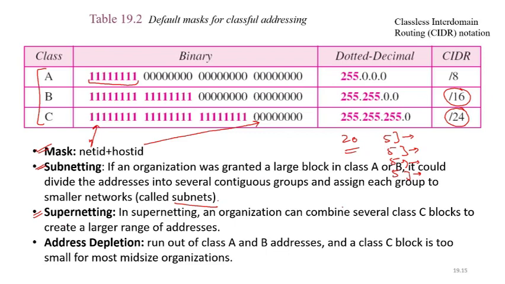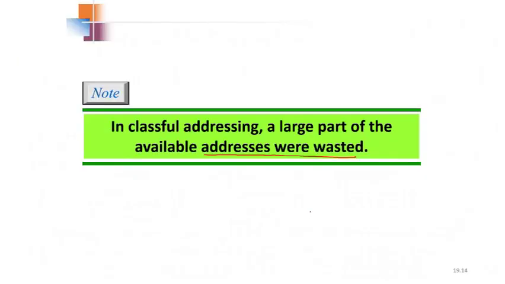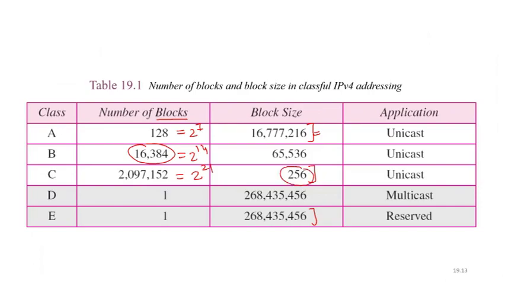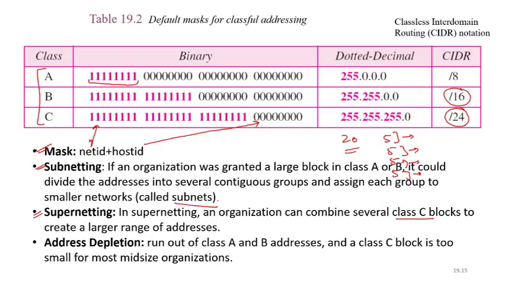Supernetting. In class C, there is only a limited block size, 256 is the block size. In class C, one block will be given to an organization, and this organization will create a large range by combining different networks, different addresses of class C. That is called supernetting.